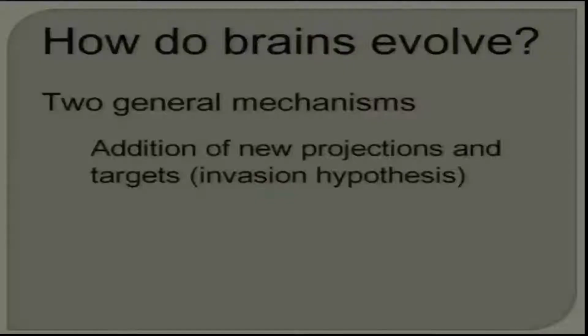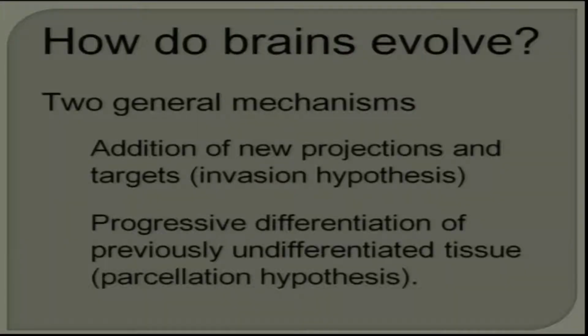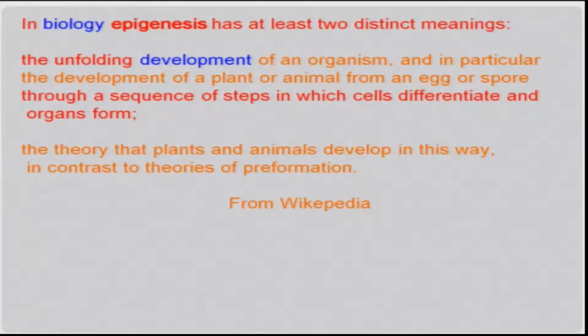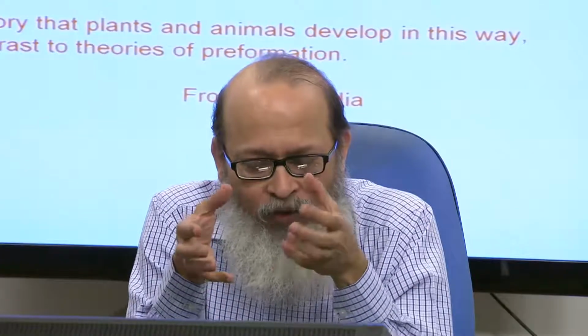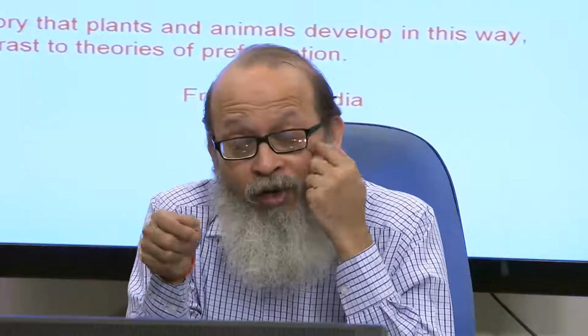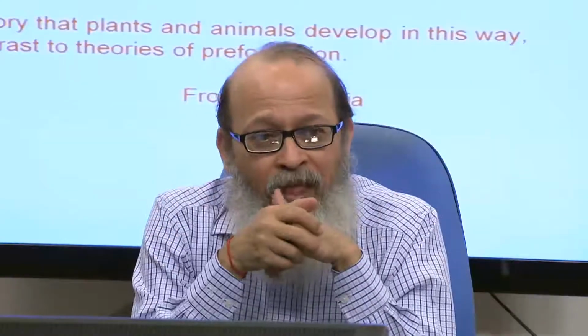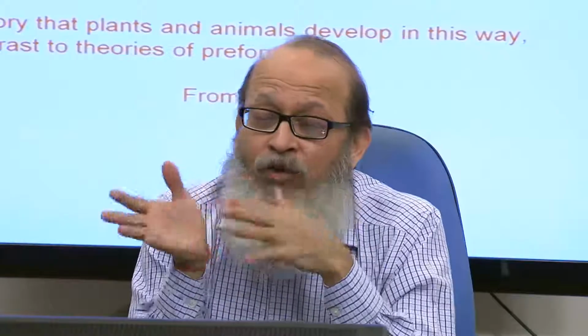So there are two mechanisms. One is the invasion hypothesis, the addition of new projections, as I said, and the other is that whatever tissue is there, you differentiate into it. So it evolves in genetic and epigenetic ways. Genetic is the genetic blueprint through which it comes. Genes unfold; there are about 30,000 genes, out of which 50% go into brain making. It is a huge number.